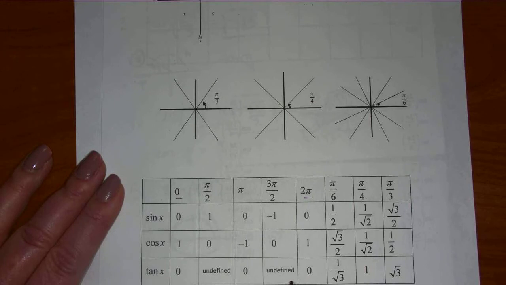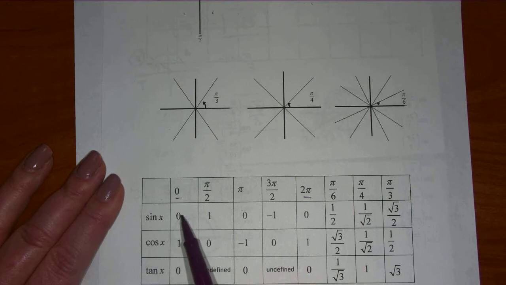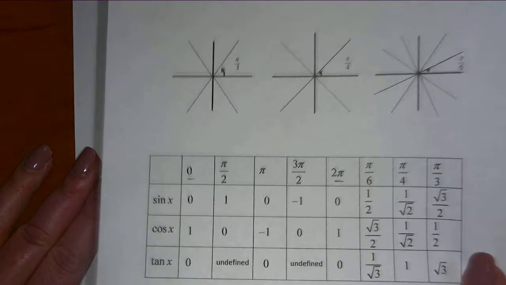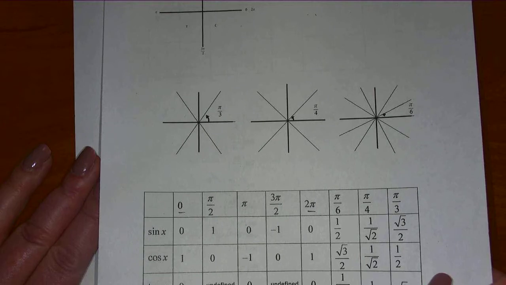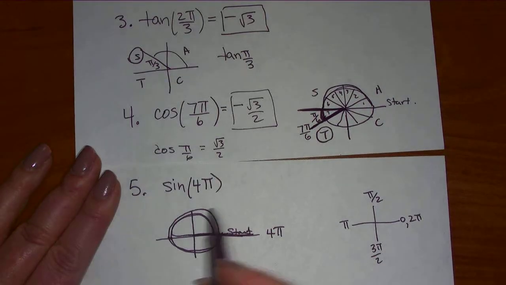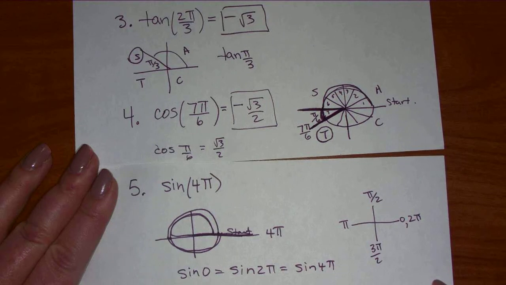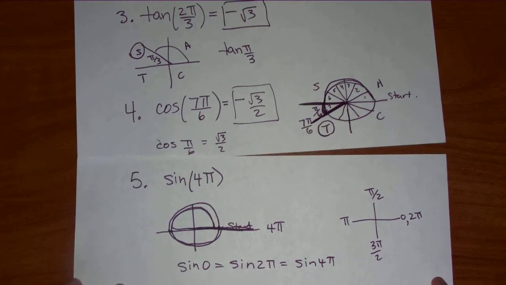So you could look up 0 or 2 pi for that spot. If you land on the axis, you just look in the table. It tells you the answer. So we want to know what sine of 0 is, or sine of 2 pi, that's the same, and sine of 4 pi is all the same because they land all on the same line. So you can look up 0 or 2 pi, which is what? What's sine of 0? 0, that's the answer.